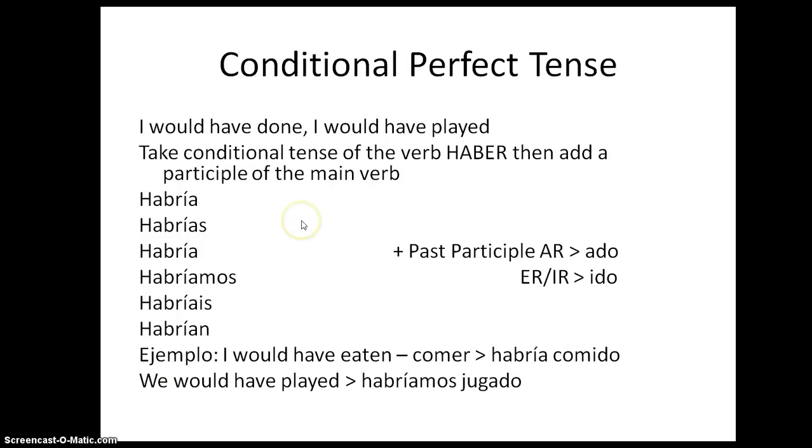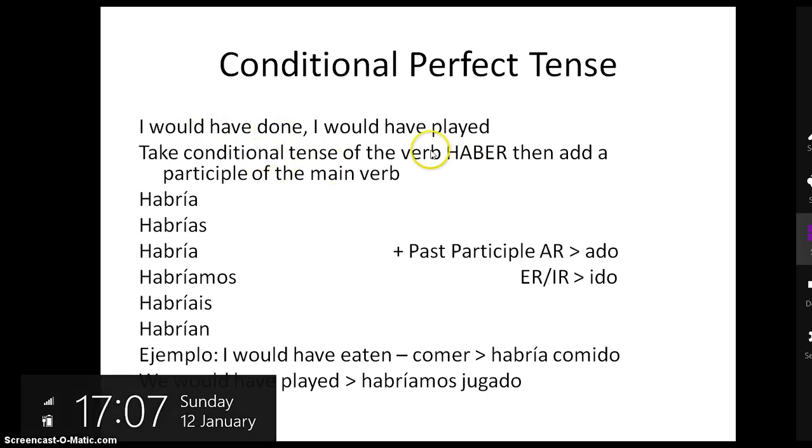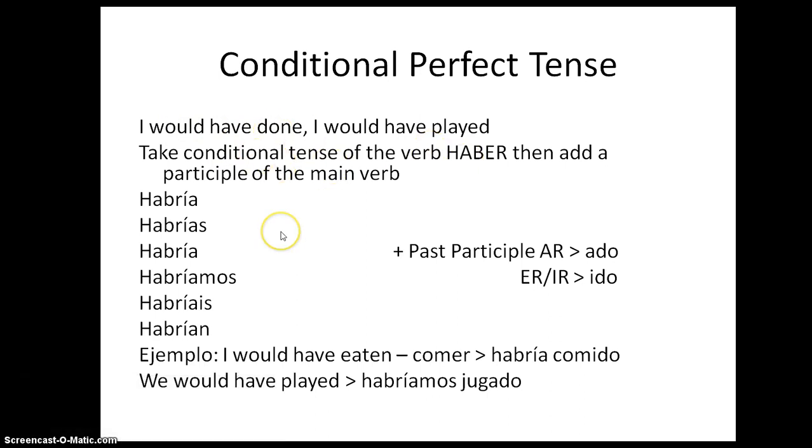Okay, let's have a look at the conditional perfect this time. Again, our auxiliary verb now in the conditional would have plus the past participle. If you take the conditional tense of haber and then we add the past participle of the main verb. So we've got habría, habrías, habría, habríamos, habríais, habrían. So I would have, you would have, he, she, it would have, we would have, you plural would have, they would have. Again, past participle is the same.